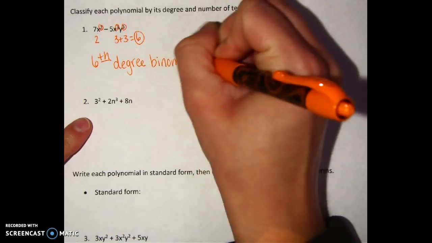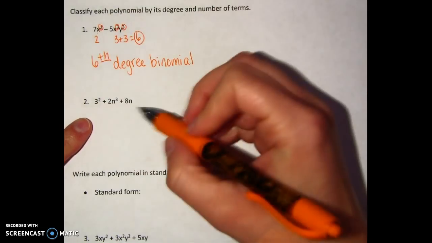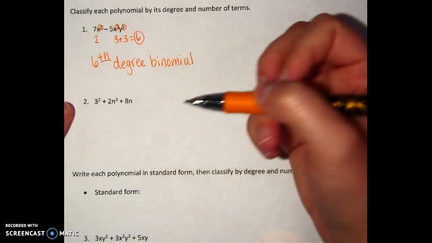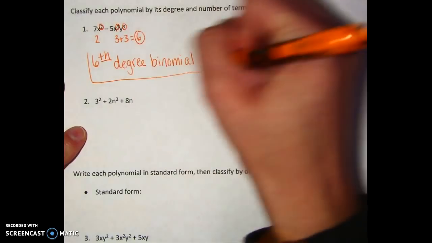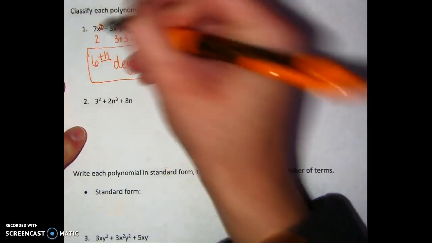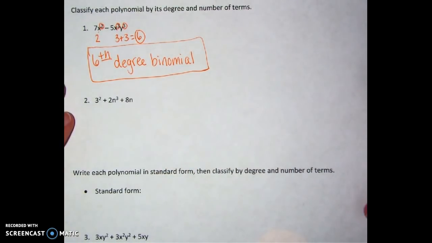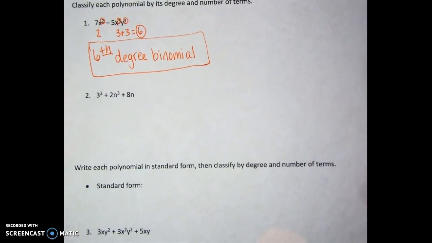And just so you know, if there's more than 3 terms like down here, it's just a polynomial. We don't have special words for after 3. Because I think you will see that on your assignment later on. Go ahead and pause this and try number 2 all on your own. See if you can get it.